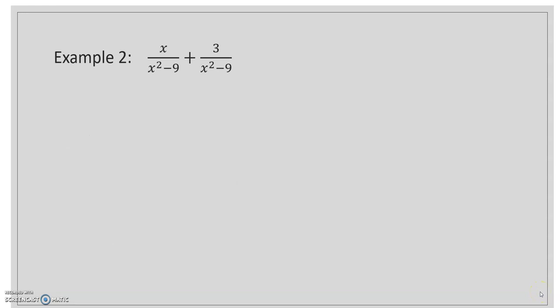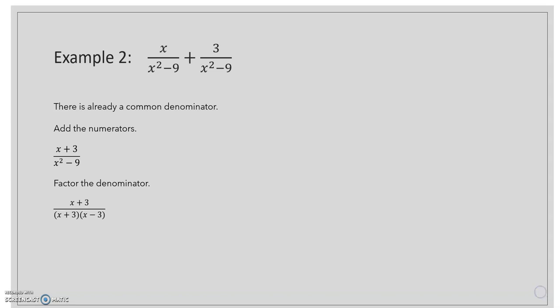Example 2. There is already a common denominator, so we just need to add the numerators. X plus 3 divided by x squared minus 9. Factor the denominator. X plus 3 divided by x plus 3 times x minus 3. Reduce the fraction. X plus 3 divided by x plus 3 reduces to 1. 1 over x minus 3.